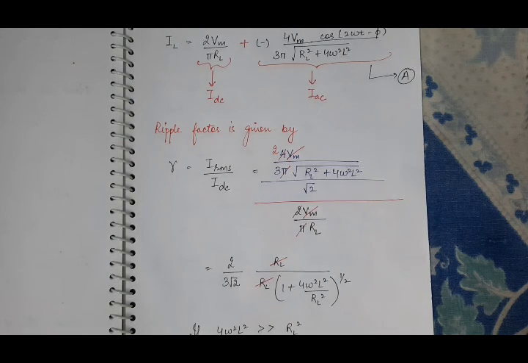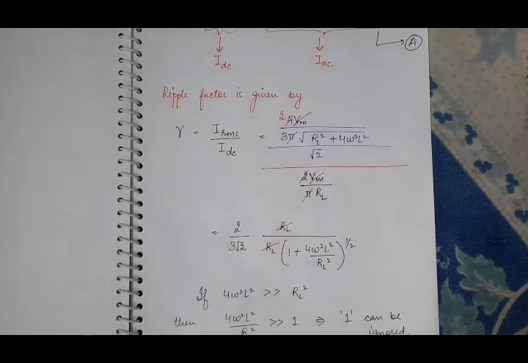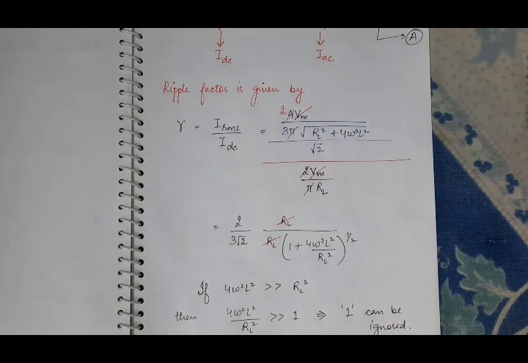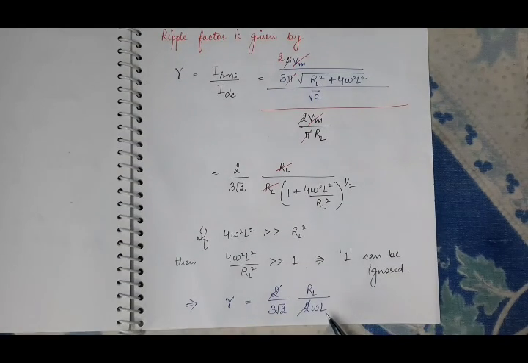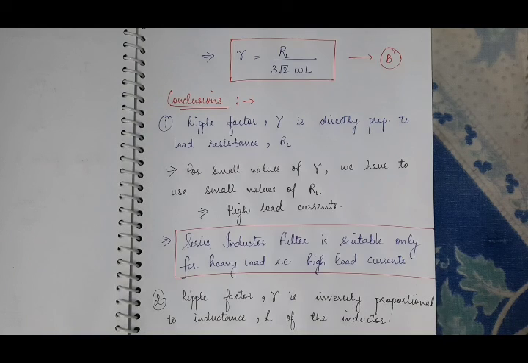Now in case of an inductor filter, the value of L is large, because only then will this inductor play its role significantly. So if the value of L is large, then this 4 omega square L square will be greater than RL square. Then this whole quantity will be greater than 1. So you can ignore this 1 as compared to this and then take its square root. It will be 2 omega L by RL. And this 2 and 2 will be cancelled out. So the value of ripple factor gamma is RL divided by 3 root 2 omega L.